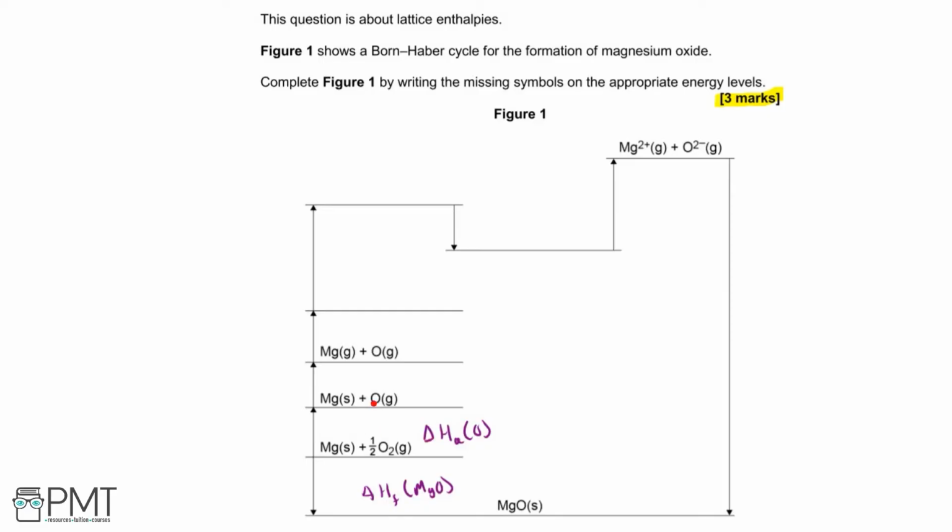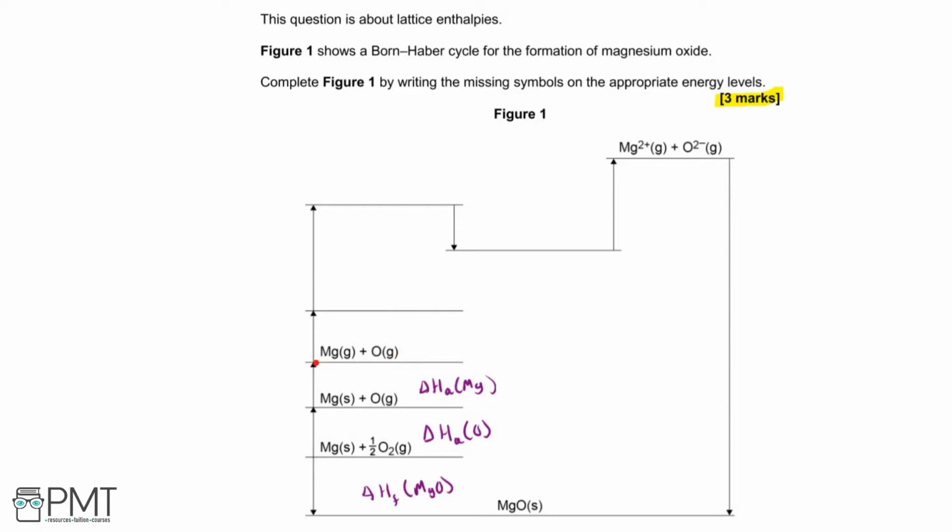Then, this jump here, we're going from 1 mole of solid magnesium atoms to 1 mole of gaseous magnesium atoms. So this is the enthalpy of atomization of magnesium. Now we've reached this point though, we have found our blank energy levels.